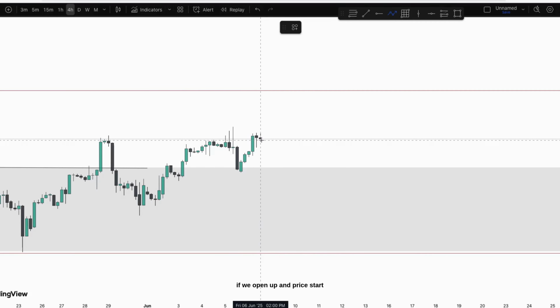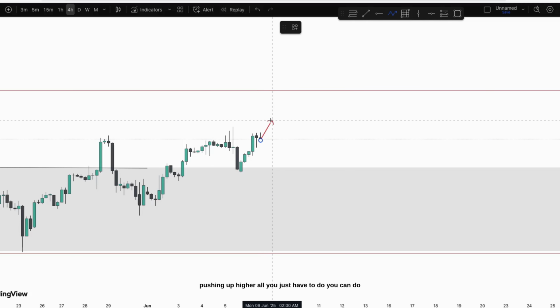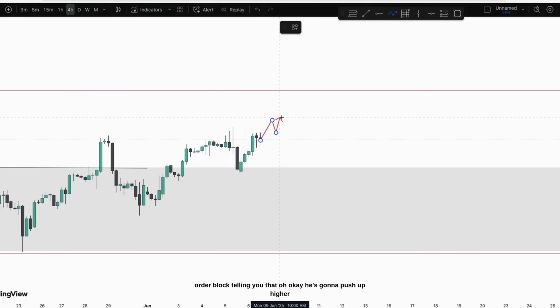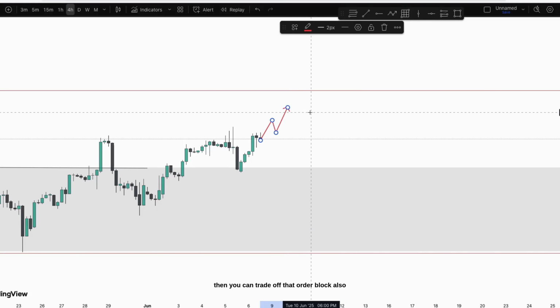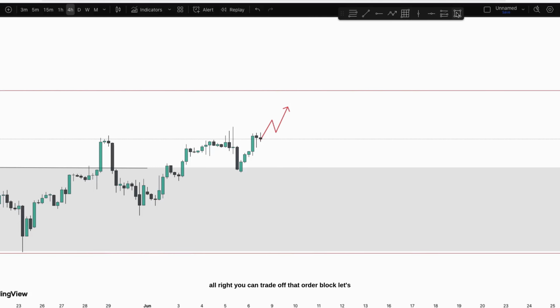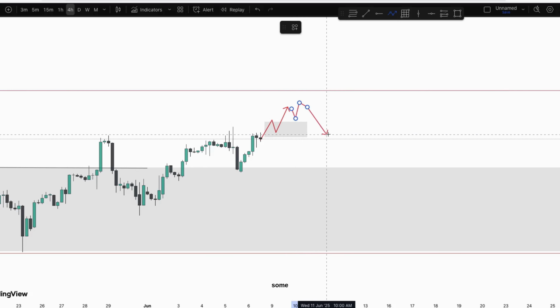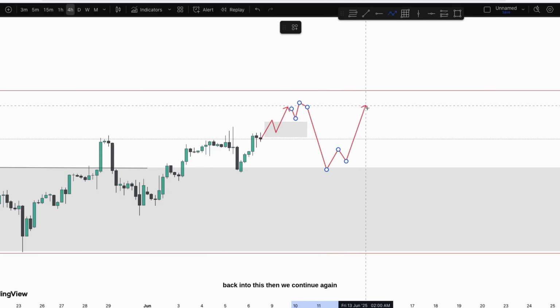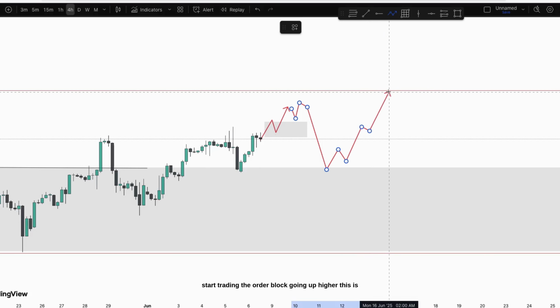But if we open up and price starts pushing up higher, you can do the same thing, whereby you wait for the 4 hour to create a new order block, telling you that, okay, it's going to push up higher, then you can trade off that order block also, all right? You can trade off that order block. Let's say price came up and pushed up higher. You can keep trading that order block until maybe we start seeing some pullback back into this, then we continue again, start trading the order block going up higher.